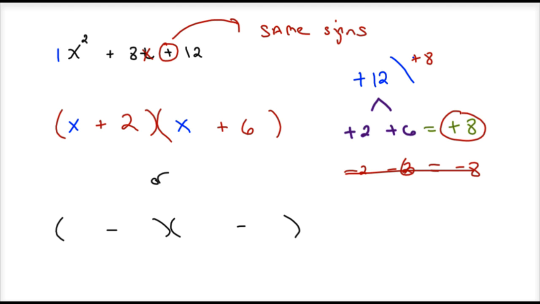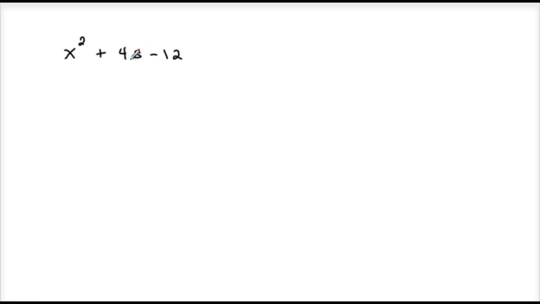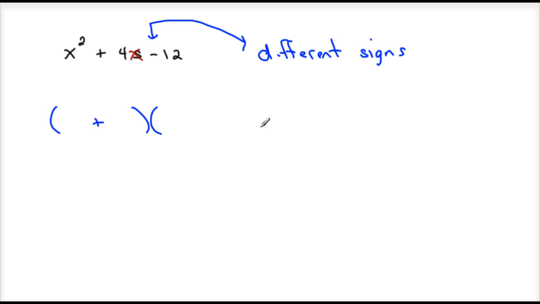Try another one. X squared plus 4x minus 12. So the last example, I said if this sign was positive, you would have the same signs. However, if this sign is negative, now you should have different signs. So this could be plus, and this one here could be minus, or it could be the other way around, minus or plus. It doesn't matter. But your two signs in the middle, your two factors, your two quantities will have different signs.